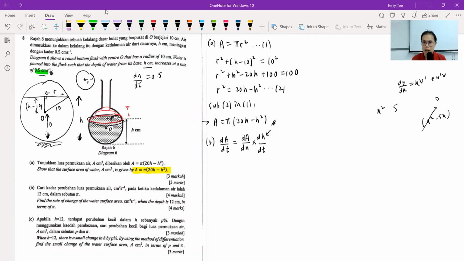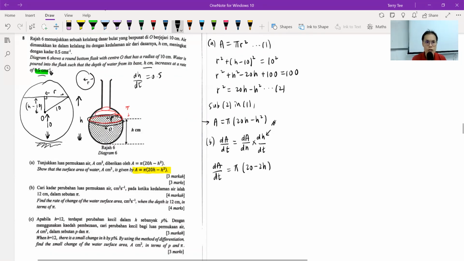Okay, coming back to this question, I want to find dA/dh, right? So I have a pi outside. Let's keep the pi outside, differentiate inside. Differentiate 20h, you get 20. Differentiate h squared, you get negative 2h. Now, next, we want to sub in your h value, your initial value of h. Your h value is 12, right? Find the rate of change of the water surface when the depth is 12. So let's put 12 inside: 20 minus 2 times 12. That will be 20 minus 24, negative 4.